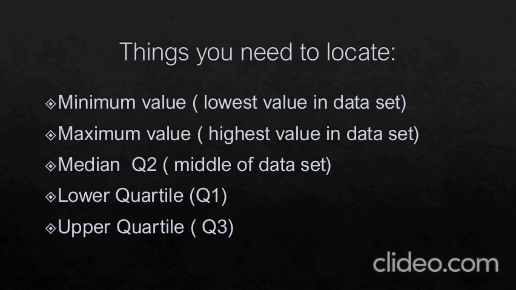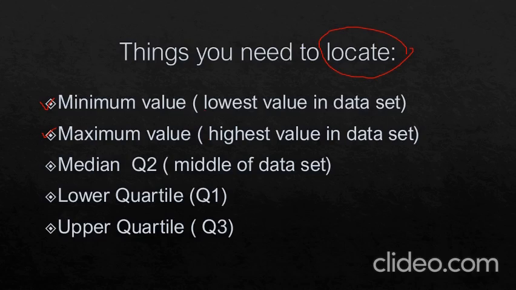When we look at things, we need to be able to locate. So obviously locate means find. So this means this is something we should be able to see if we look at the box and whisker plot. So first of all, we'll need to find the minimum value, then the maximum value, the lowest and the highest. Remember that the data has already been ordered for you, so finding these two should be quite easy.